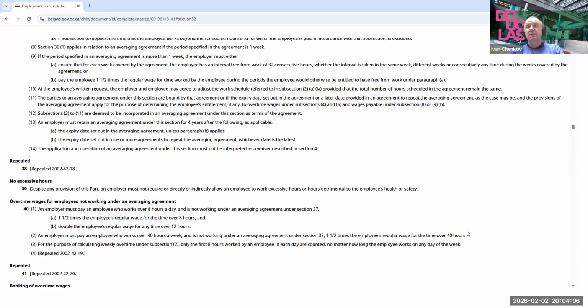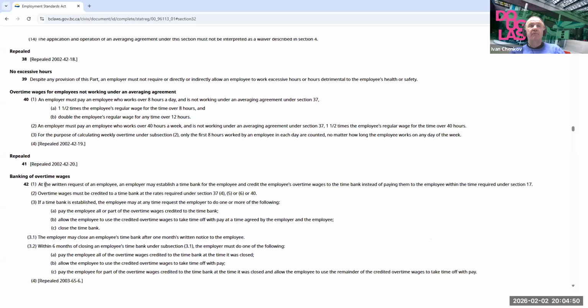Now, as you can see, this one doesn't continue and doesn't say that if you reach a certain amount of time, the double rate applies. That's the interesting part here. If you're on a single day, once you reach 12 hours, any time above 12 hours is double. But on the combined 40-hour week, if you're having more than 40 hours per week, there's no double time here. Only time and a half.